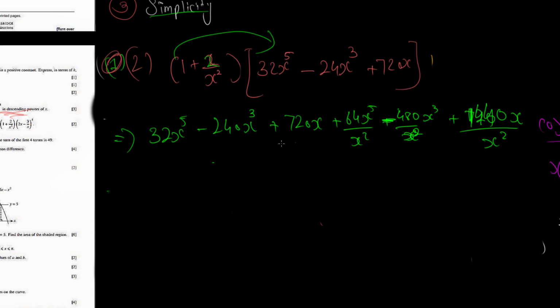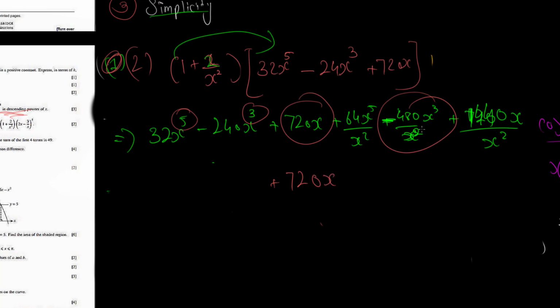If you look at all of these terms, clearly the x power is 5, so we don't have to think about this one. Neither is this power 1. This is power 1, and these two will cancel off to be power 1. So we'll have plus 720x, because x cube divided by x square is simply x, simply minus 480x.